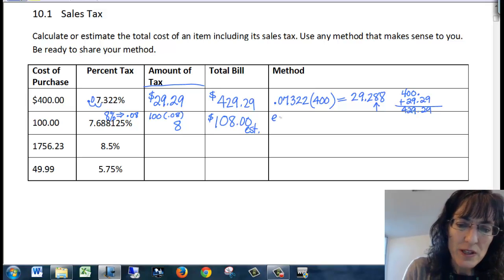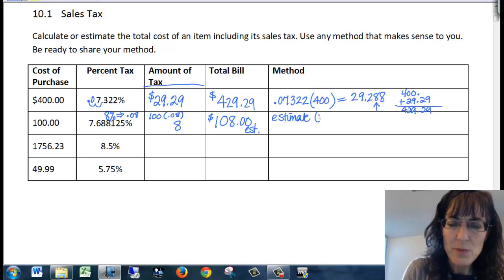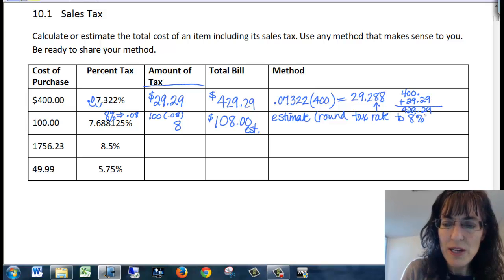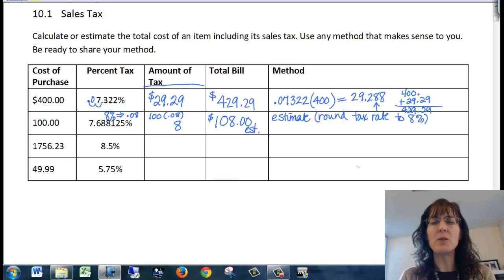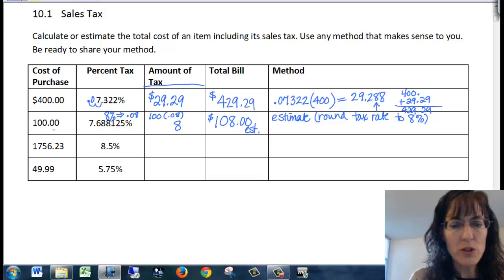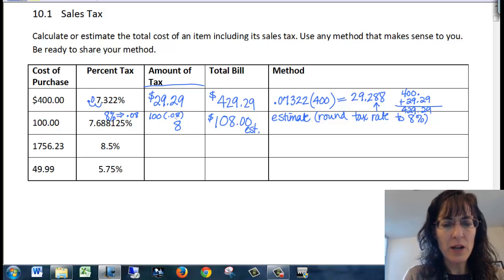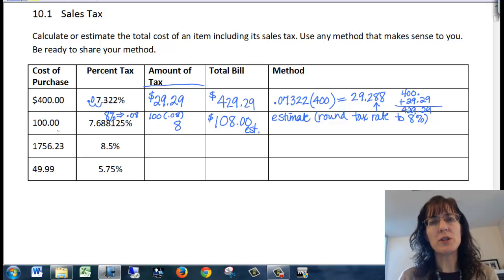So the first thing we did here was estimate, which in this case meant round the tax rate to 8%, because that was really handy and it made it very easy for us to get a close estimate. So I did that, and then I went ahead and used the same procedure as on the last problem.